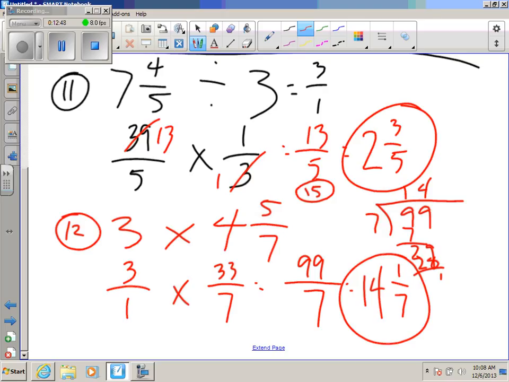Anything else on 5 through 12? You want to get them all right. Missed only 1. Okay. Missed 2? Good. But you know why? Why was it?